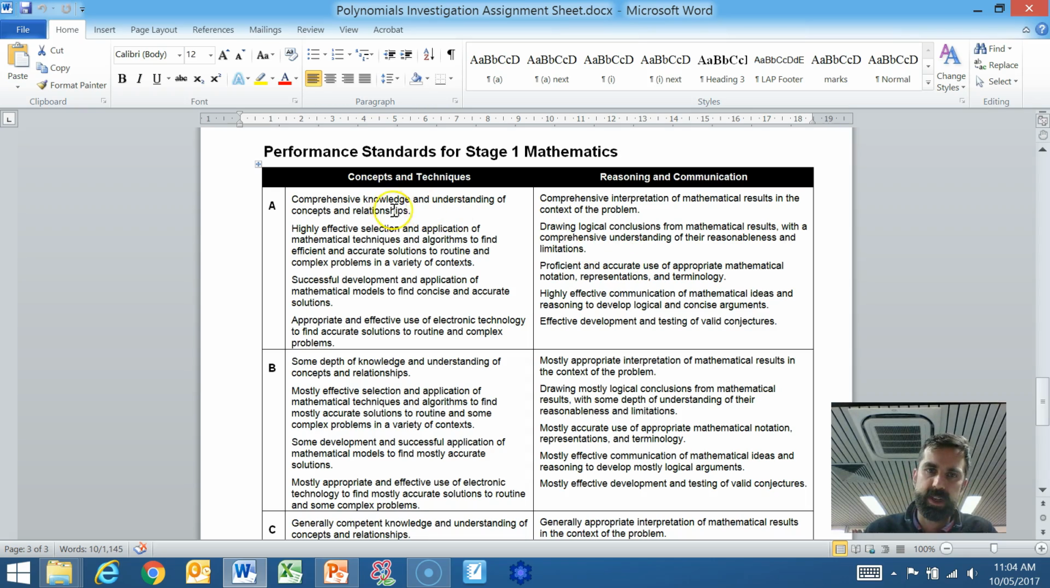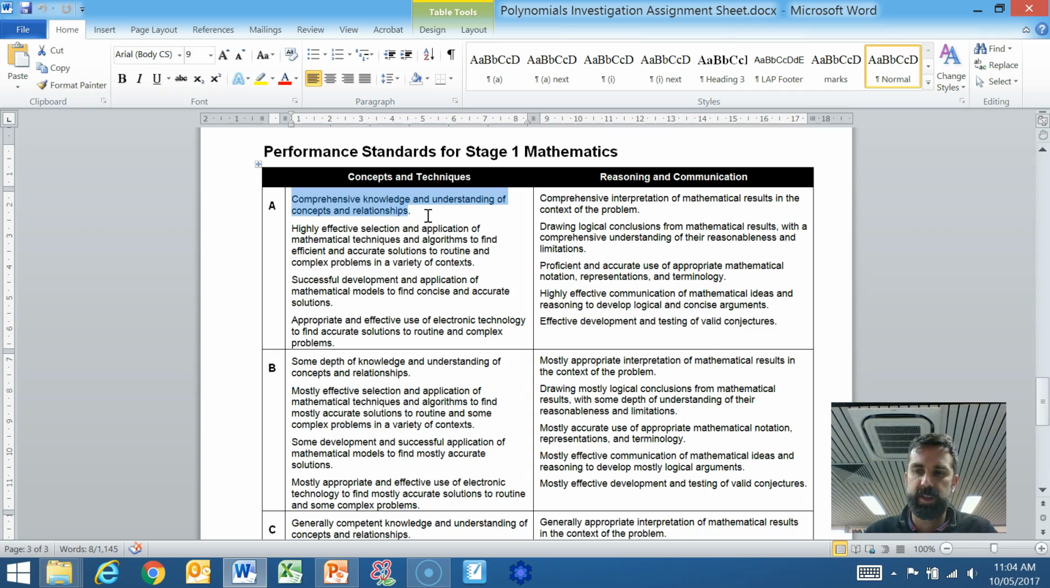So if we look down the left, you need to show for an A grade a comprehensive knowledge and understanding of concepts and relationships. So show me that you understand what's going on. You need to select and apply mathematical techniques and algorithms to find efficient and accurate solutions to routine and complex problems. So this one's all about how you've actually used your mathematics to solve problems.